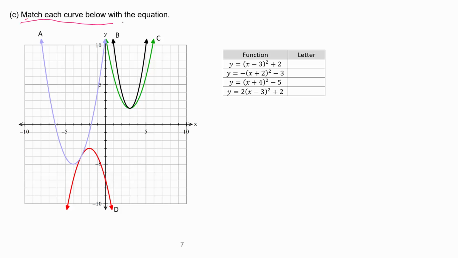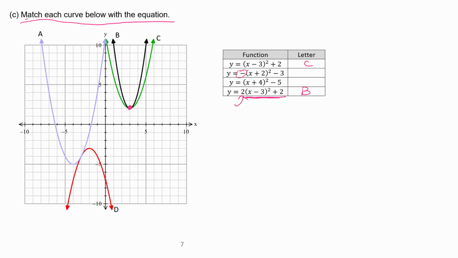Now we want to match each of our curves to the equation. So let's look at this first one. X minus 3 all squared plus 2 means the vertex would be at 3, 2. We've got 2 of those curves. So if we look at those, the other one is this bottom one, and this one's got a 2 in front. That means it's going to be more stretched. So the bottom one is going to be B, and the top one is going to be C.